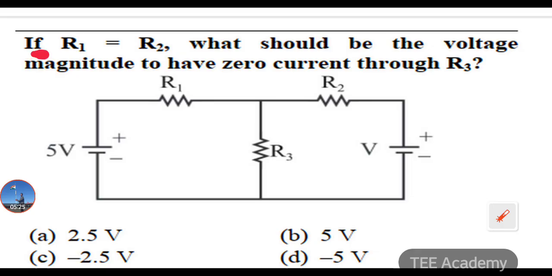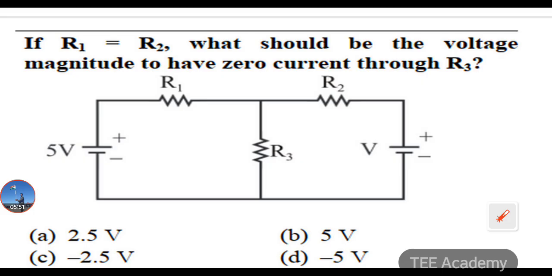Okay, next question. If R1 is equal to R2, what should be the voltage magnitude to have a zero current through R3? The network is given like this. Here, if the current in this element R3 is 0 and the R1 value is equal to R2, then what will be the voltage V so that the current in R3 is 0?